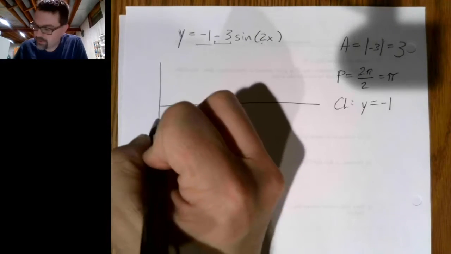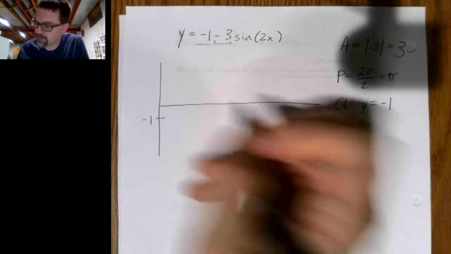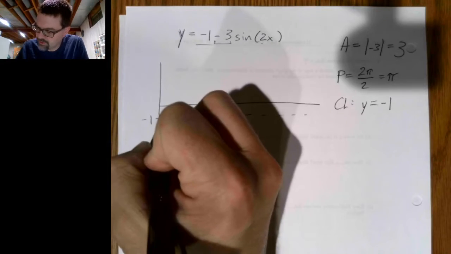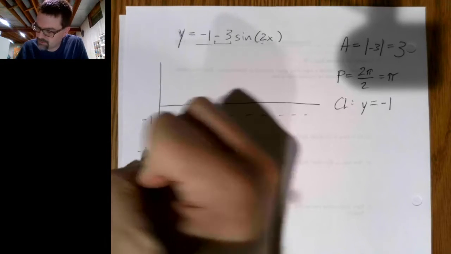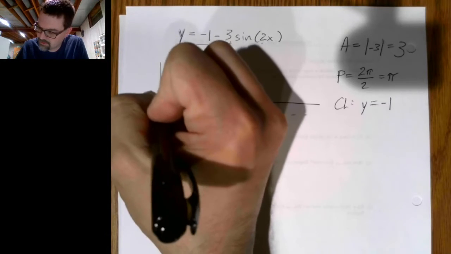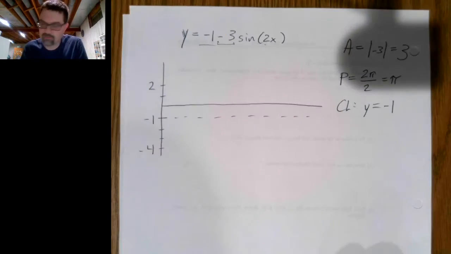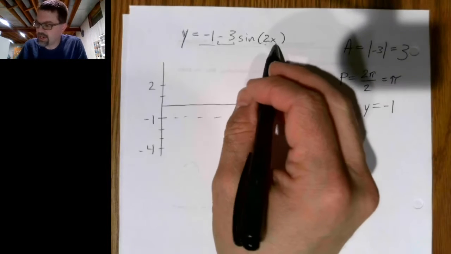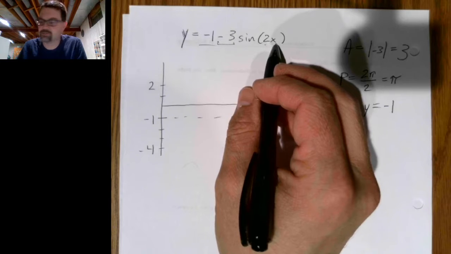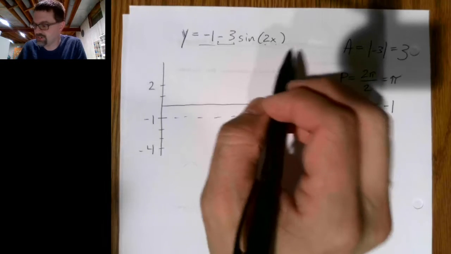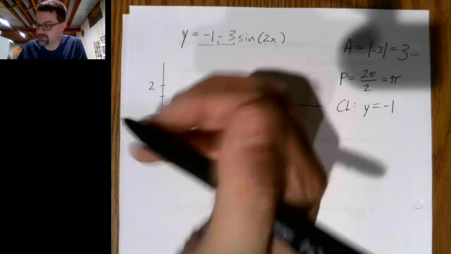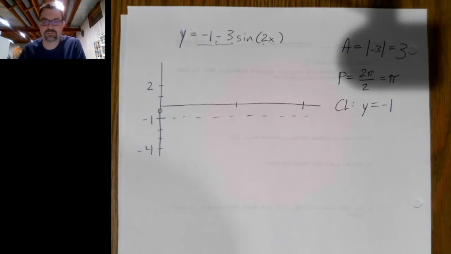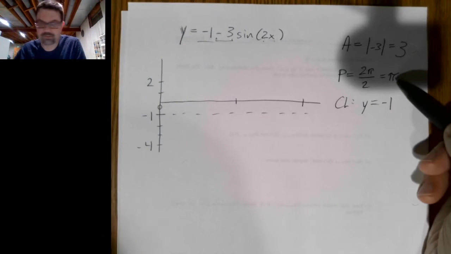So on the graph, we'll mark -1, and I'm going to put this in for our center line. And then amplitude of 3, so 1, 2, 3 down. We'll get our valleys down there. 1, 2, 3 up. We'll get our peaks for our wave up there. And this does not have anything added or subtracted from the x, so there's no shift in the graph at all. So it's going to start at 0.